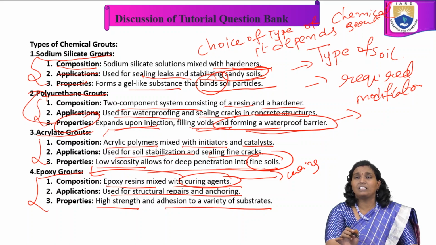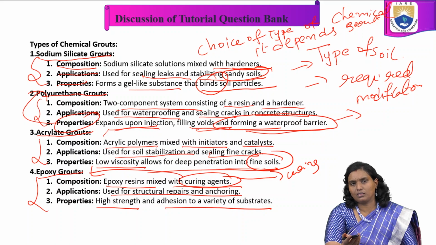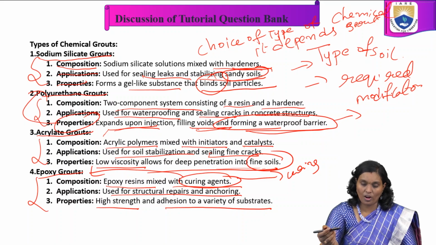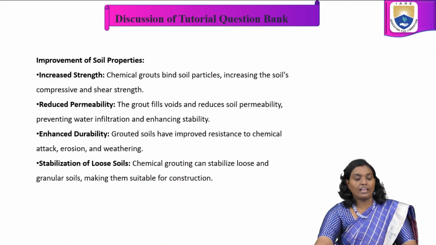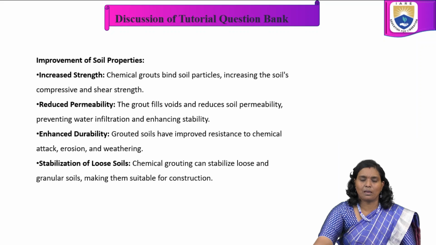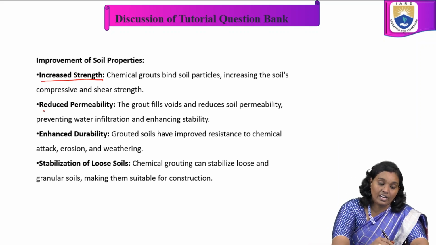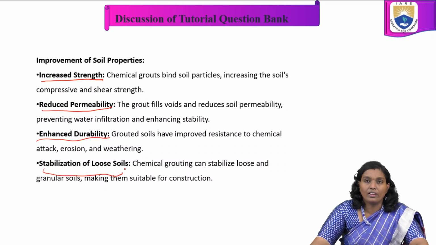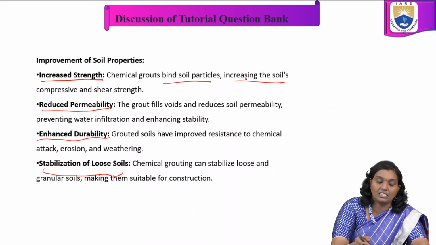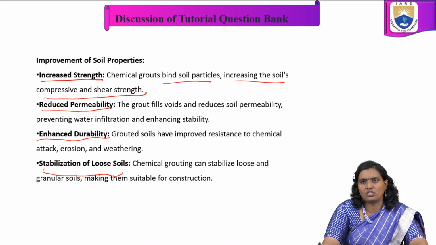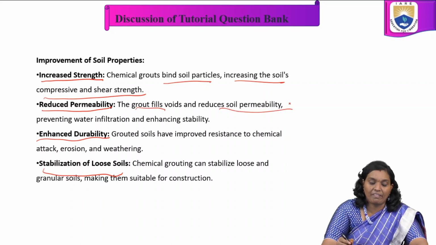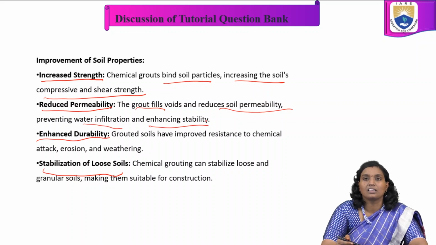We choose which type of grout for the enhancing or modification of the soil properties based on the type of the soil and required modification. So here, improvement of soil properties using these chemical grouts: increased strength, reduced permeability, enhanced durability and stabilization of loose soils. Chemical grouts bind soil particles, increasing the soil's compressive and shear strength. The grout fills voids and reduces soil permeability, preventing water infiltration and enhancing stability.